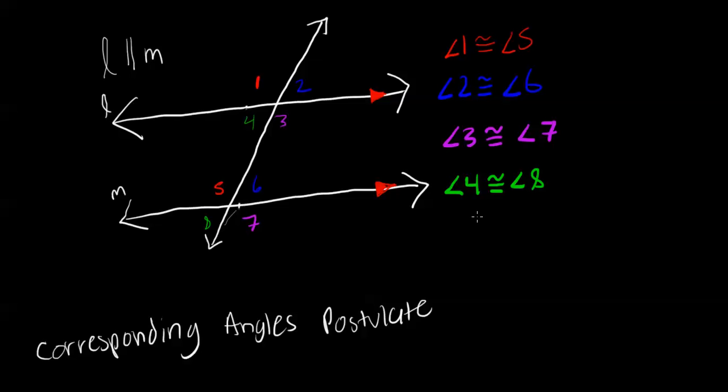So here we can see that line L is parallel to line M, and then we have the transversal intersecting both lines. So corresponding angles are congruent. We see that we have a set of 4 angles on line L and a set of 4 angles on line M. If we match up the positions, 1 and 5 are congruent. Angles 2 and 6 are congruent because they're in the corresponding spots, so they're corresponding angles. Angles 4 and 8 are congruent, and angles 3 and 7 are congruent.